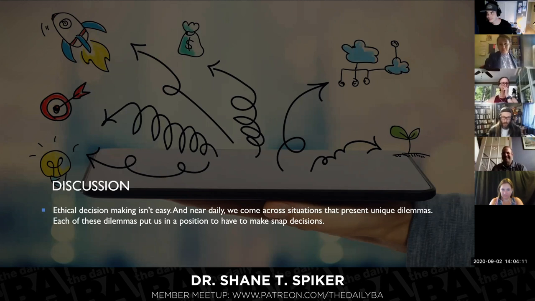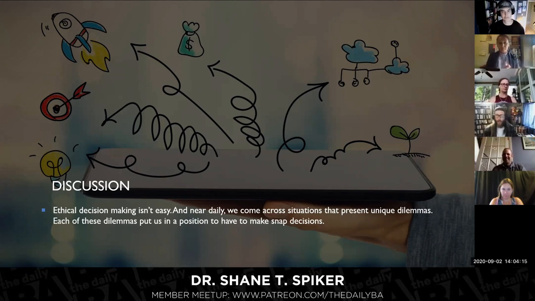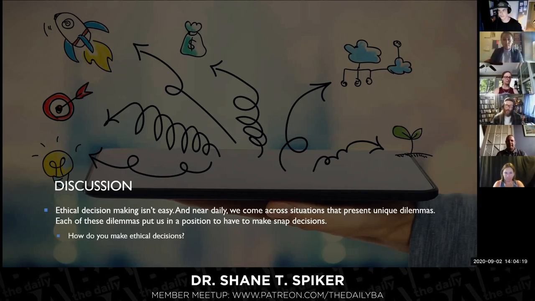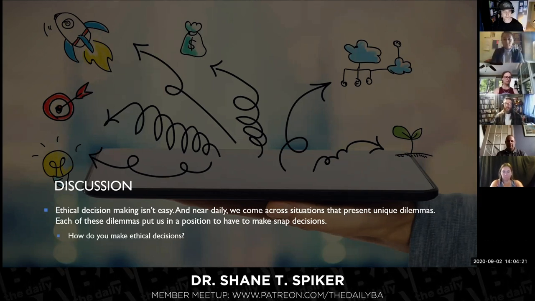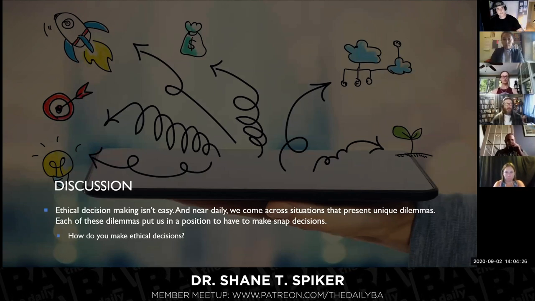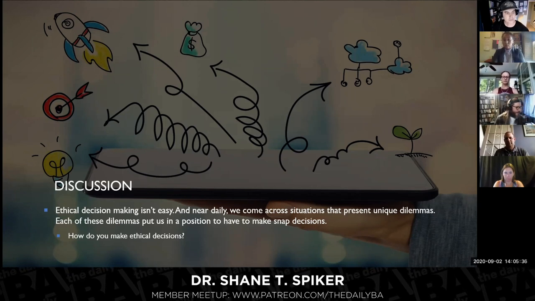But these dilemmas put us in a position to make these snap decisions, right? We have to make decisions really quickly. We have to make decisions that are going to be helpful. And so my question to you all is, how do you make ethical decisions? Which I know is a big, broad question, but how do you go about making an ethical decision when a dilemma arises? Megan said, analyze how code elements interact with one another.